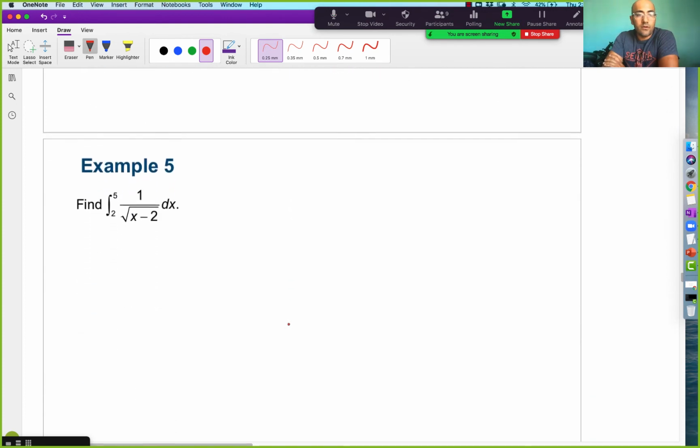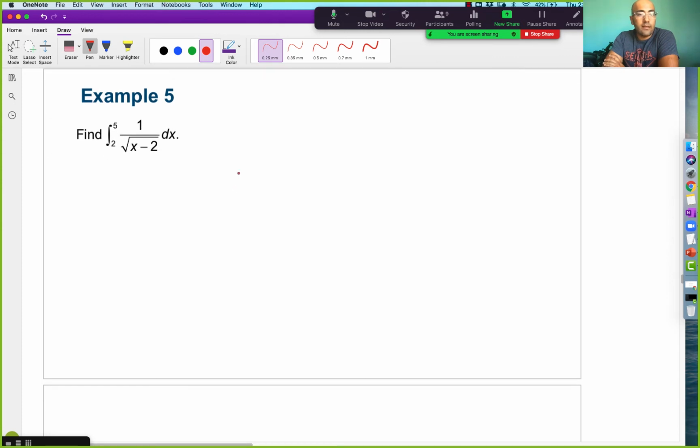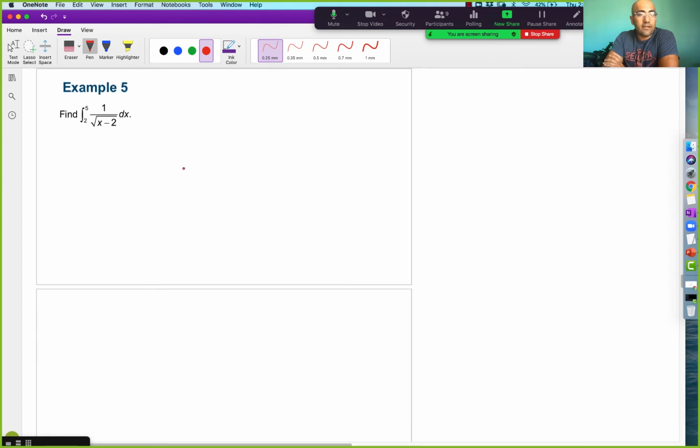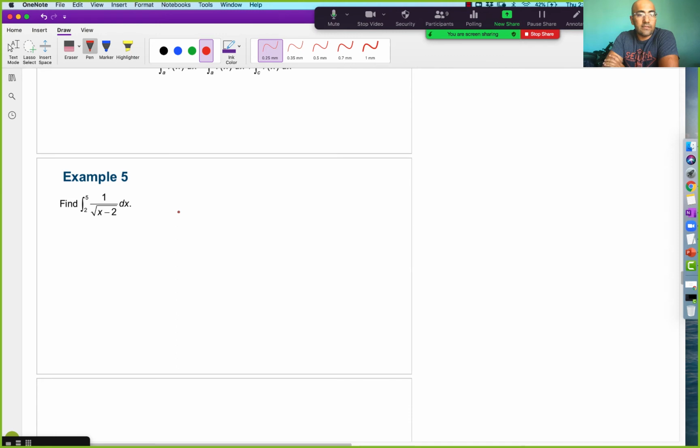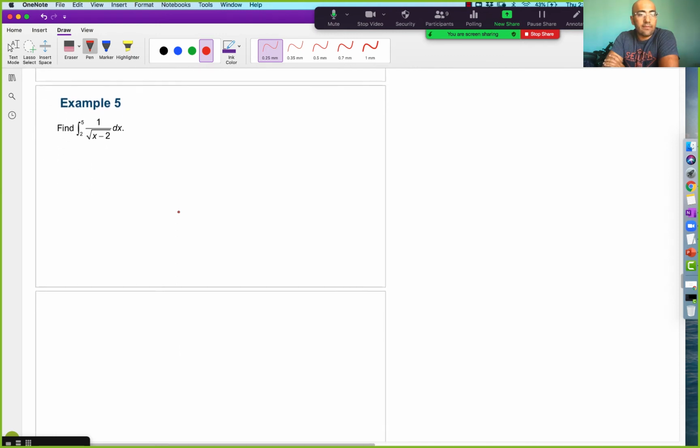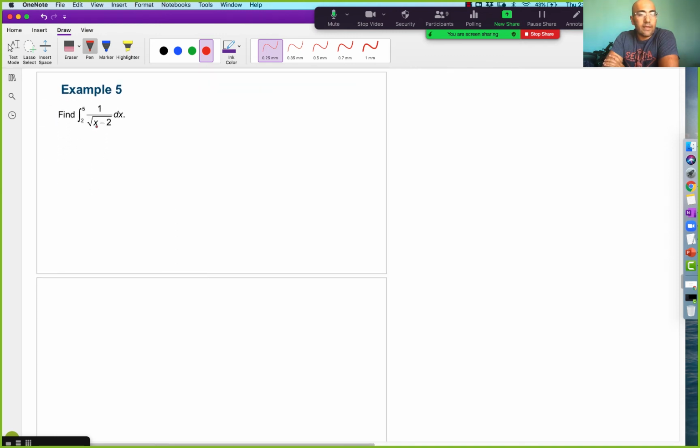Good. Okay, so here's an example, and as I said, this might look like a nice innocent little example. You might not be able to spot that there's anything wrong with it, but we have to be diligent when looking at these and make sure that our function doesn't have an undefined point somewhere.